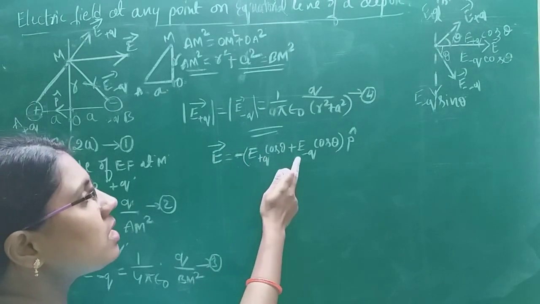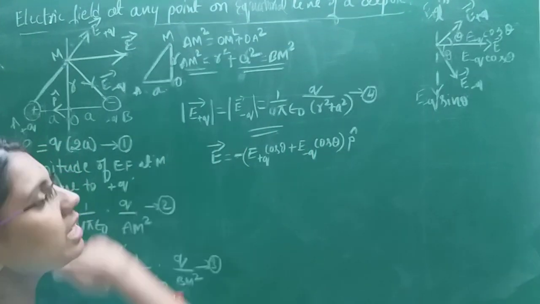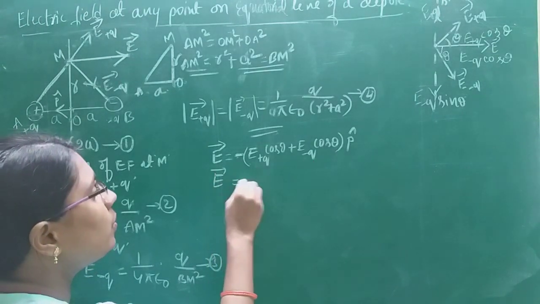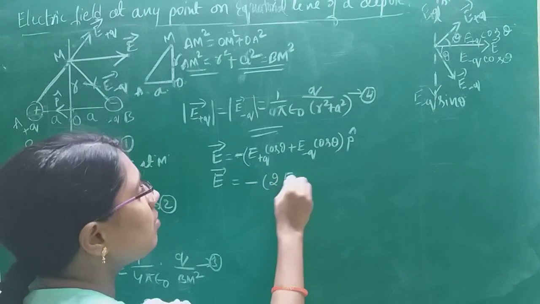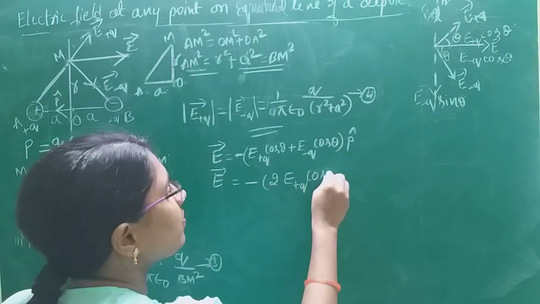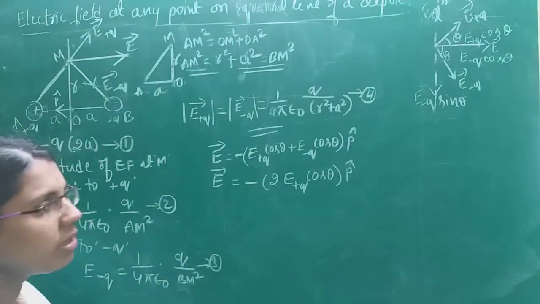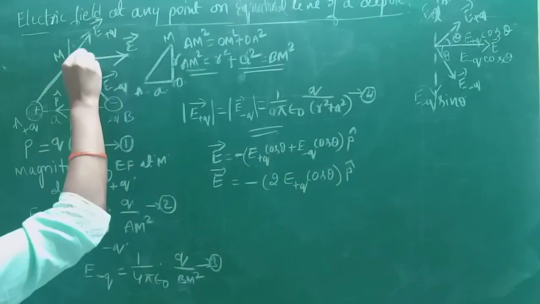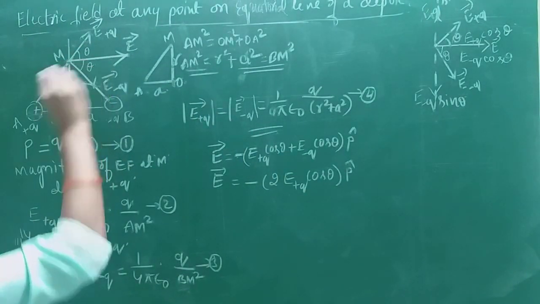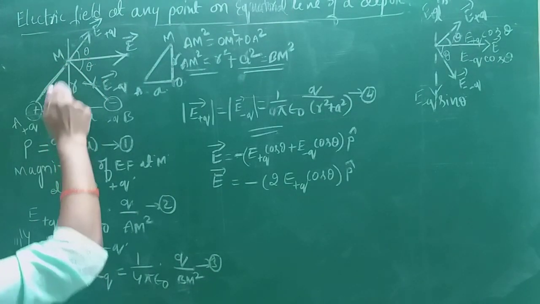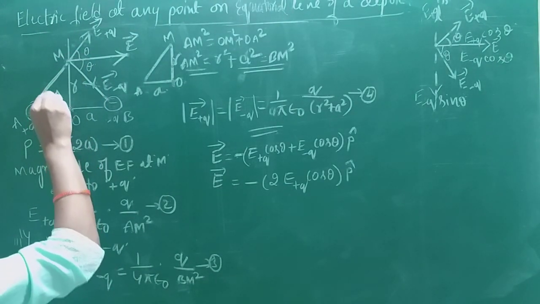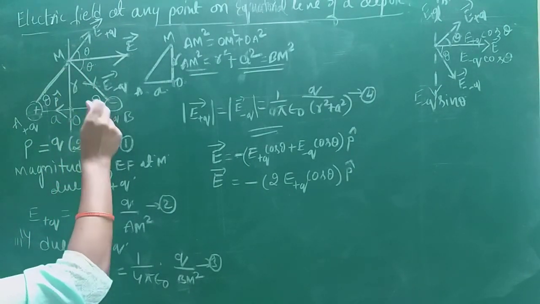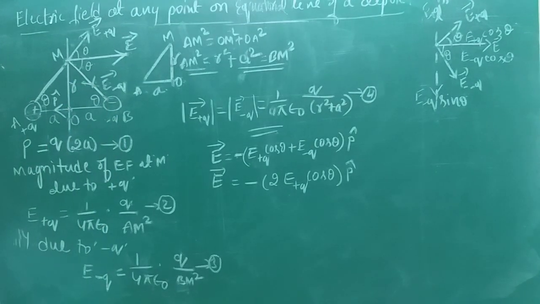So E plus q cos theta plus E, instead of E minus q, we write E plus q only. That is nothing but we write minus of 2 E plus q cos theta into p cap. But we don't know the value of cos theta, right? Here we have taken angle theta, here also we have taken angle theta. If this is theta, from the concept of corresponding angles, we can write this is also theta. If this is theta, from the concept of alternate angles, we can write this also as theta, right?